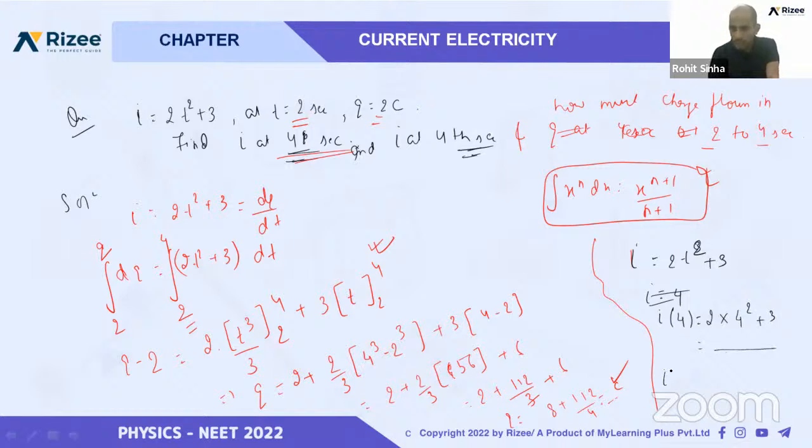Now to find current at 4th second, what we will do? We will find I4 minus I3. This will be the current at 4th second. Any problem here? Any problem in this question? Comfortable? Comfortable with the question? Any problem? Shall we move further? Any problem, or I shall repeat? Please respond.